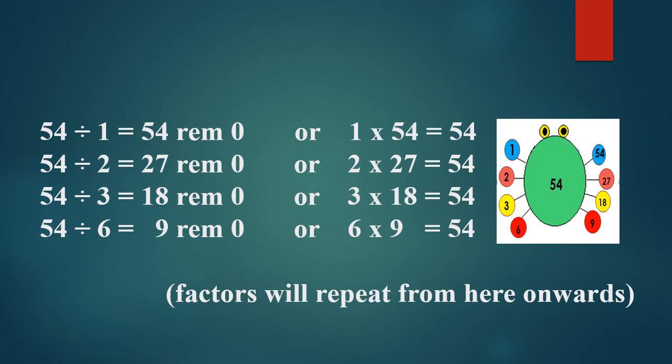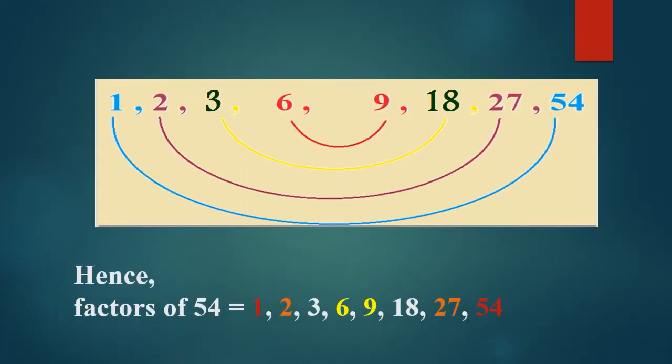Now look at the picture, dear students. 1 fifty-four is 54. Then 54 ones are 54 as well. It means 1 is a factor of 54 as well as 54 is a factor of 54 itself. Two 27s are 54 and 27 twos are 54 as well. It means 2 is a factor of 54 and 27 is a factor of 54.